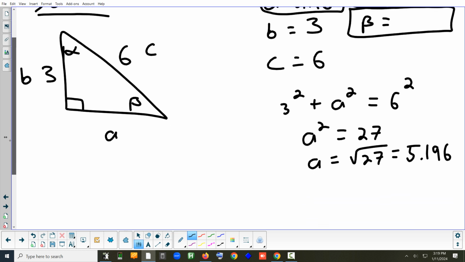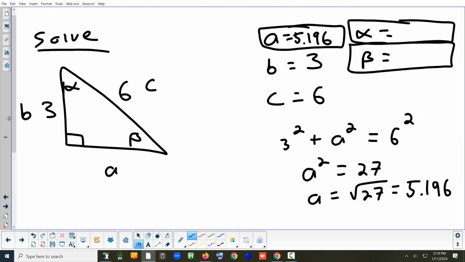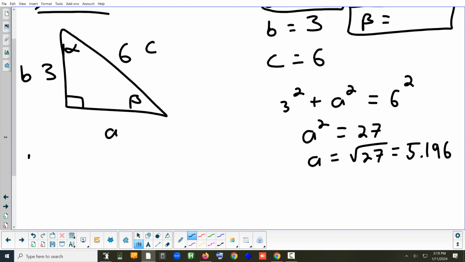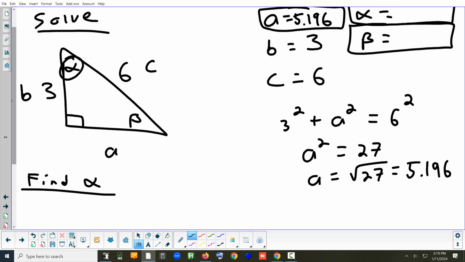Jake, which one do you want to do next? Let's do alpha. All right, so we're going to find alpha. That means for this part, everything is from the perspective of alpha. What position is the side that's 3 units long? Adjacent. And the position of side A? Opposite. And that's the hypotenuse. Okay, so that's our labeling from alpha.